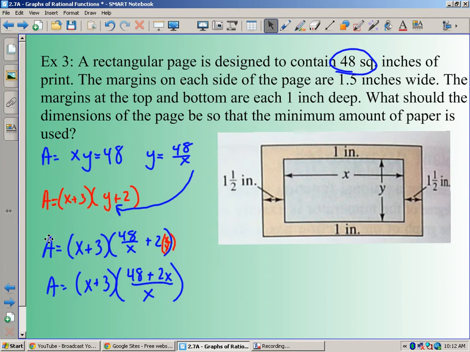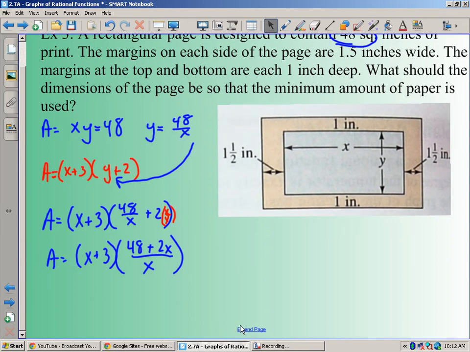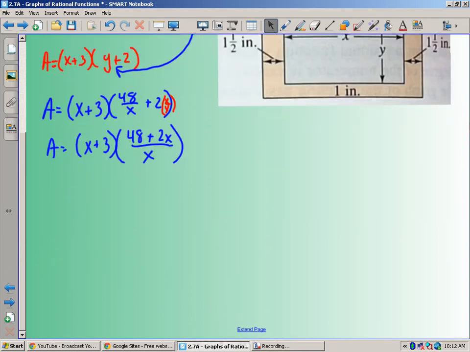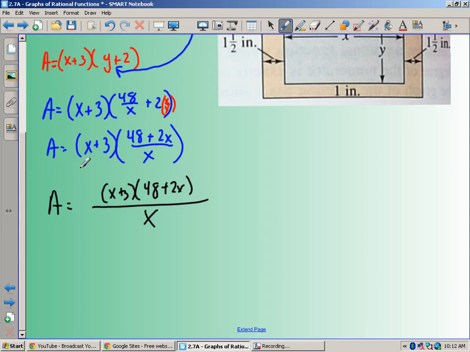So the area is going to be (x plus 3) times (48 plus 2x), all divided by x, when I multiply them together. Since I'm multiplying, I don't have to get a common denominator. And if I want to minimize this, I need to find out what x is. So I can go ahead and do this on my graphing calculator. The key is that I needed this equation in order to find out where the maximum or minimum on the graph was. So I'm going to get the graphing calculator.